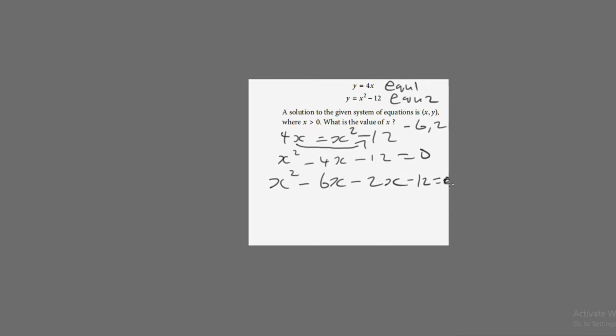So this will be x squared minus 6x plus 2x minus 12 equals 0. This is 0, guys. So right now we are factorizing, right? So we're going to have x squared, okay, sorry, this is plus, guys, plus 2x, okay, very important.